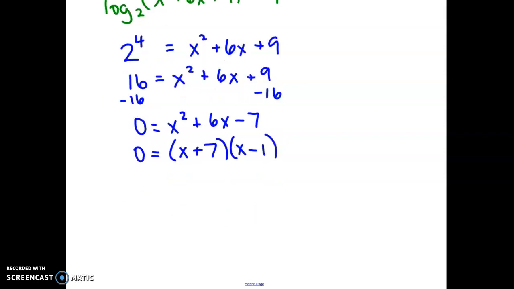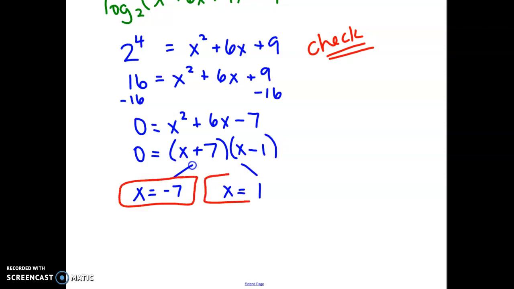And then plug them in. Once we've factored, we get x plus 7 and x minus 1, which means one of our answers is at negative 7, and the other answer is at positive 1. Then we do have to go through and check our answers. And just for time on our video, the checks both work when you plug them in. So then both of these are going to be solutions. So it is possible to have 2 solutions.